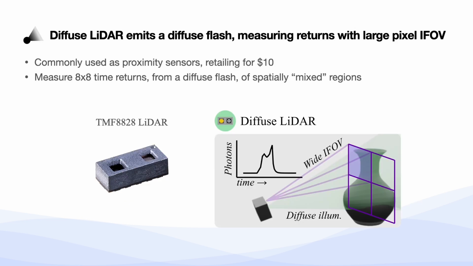We first provide some background on these sensors and consider a widely available diffuse LiDAR which is commonly used for proximity sensing and retails for about $10. This LiDAR emits a diffuse flash over the scene and records low-resolution 8x8 pixel timing returns, where each of these pixels captures a wide instantaneous field of view of the scene. In other words, each LiDAR pixel records time-encoded depth measurements for a wide portion of the scene, resulting in blurred or mixed timing measurements.